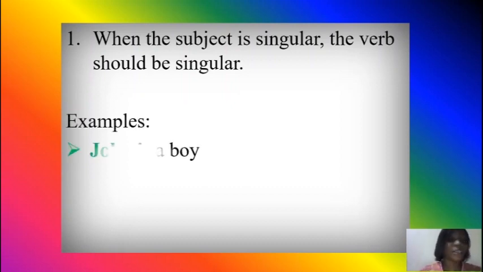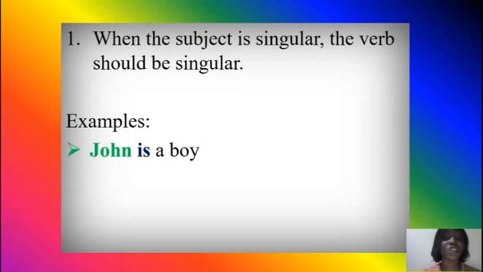We have example 1 here. John is a boy. Now, John is a noun. Why is it a noun? Because it is the name of a person, and it functions as the subject of that sentence because it occupies the initial position of the sentence. John, that is the name of a person. That is the subject. Is is a verb. It shows state of being.